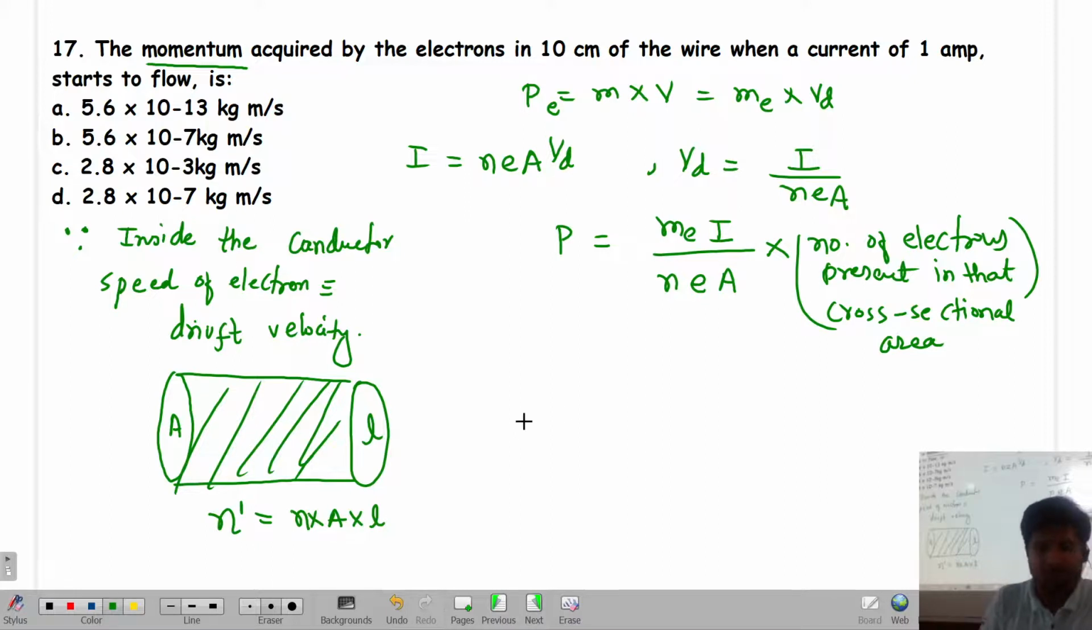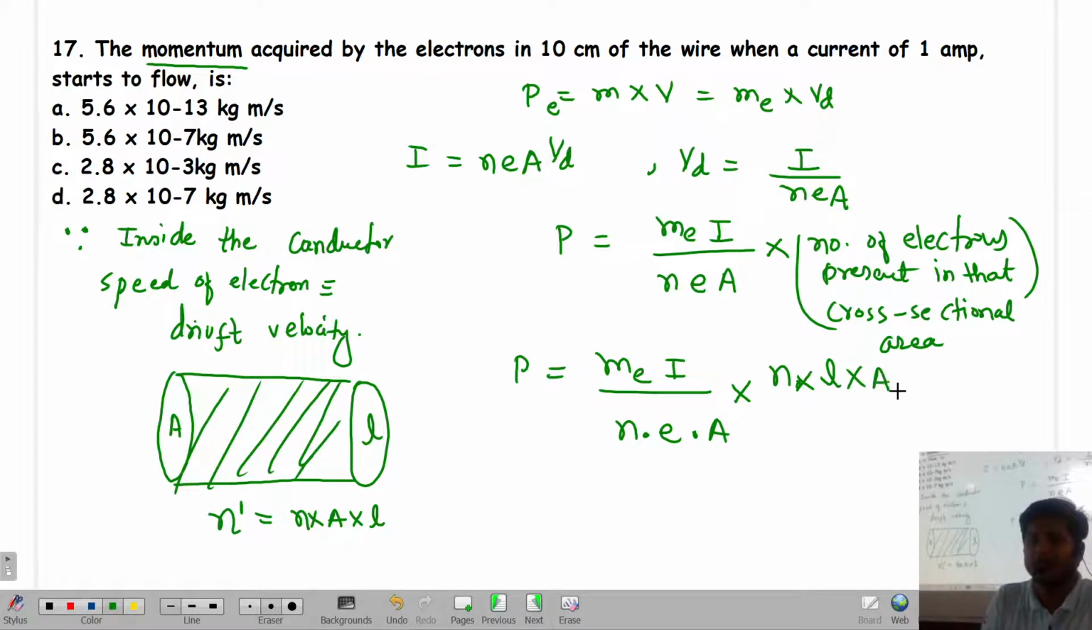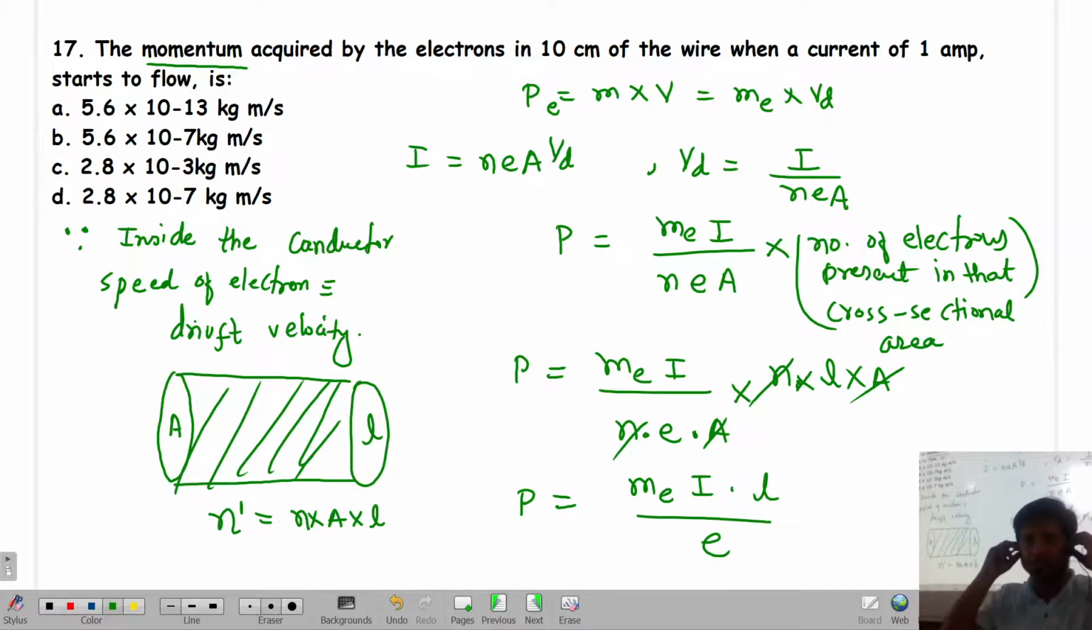For all of these electrons, I'll get a momentum. So therefore, momentum will be mass of electron into current I divided by number density into charge of one electron into area, into another thing, that is number density into length into area. Area got cancelled. So momentum inside the wire is given as mass of electron m into I into length L divided by charge of one electron e. Got it or not? Yes, sir.